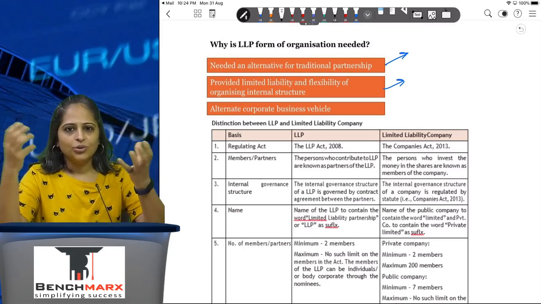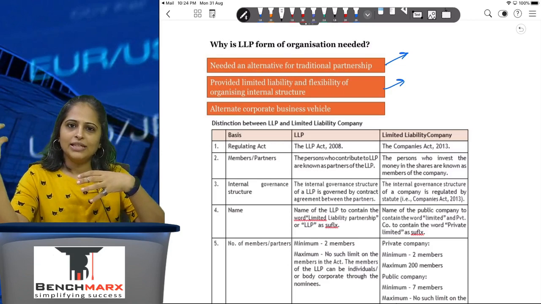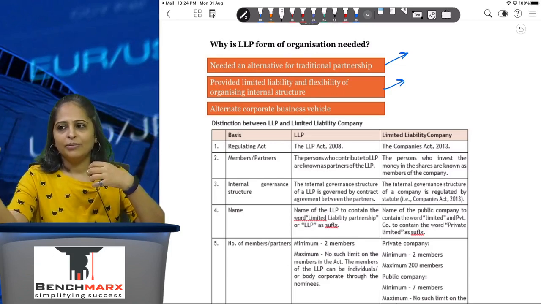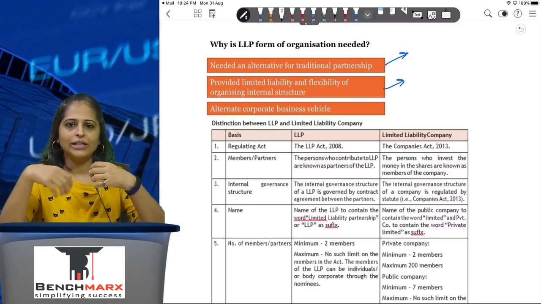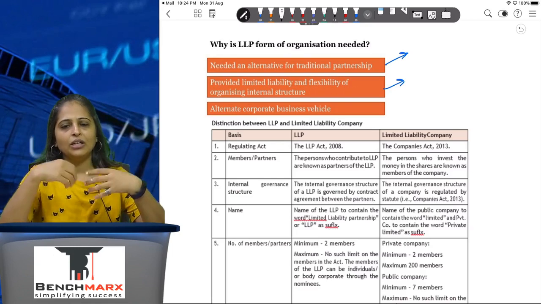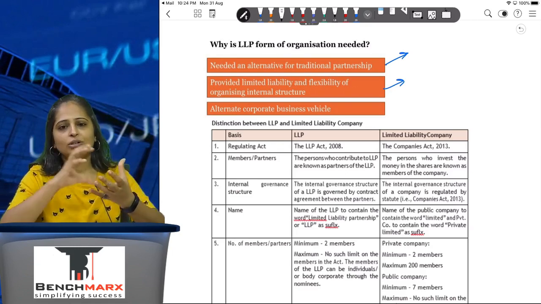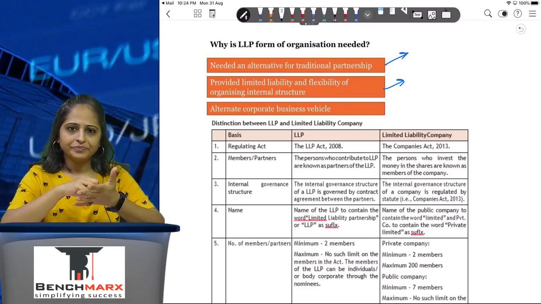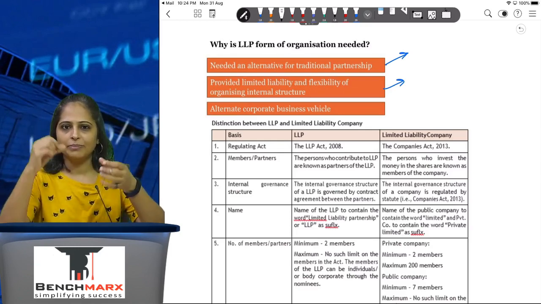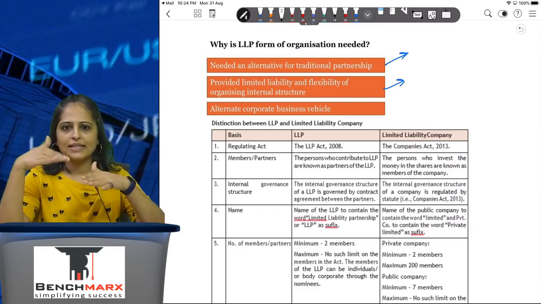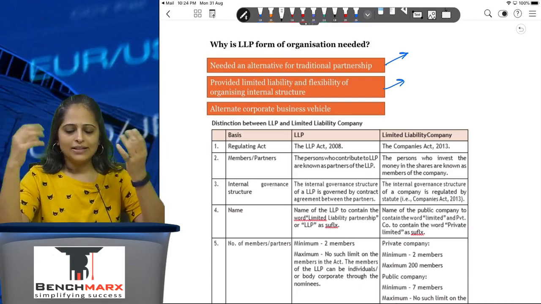And the liability in both the LLP form of organization and the company form of organization is limited. But in a company, at the time of incorporation, you have to file the memorandum of association and articles of association, and you're governed by the Companies Act as well. Here you're governed by the LLP Act. You're not governed by the Partnership Act. You just have to get an LLP agreement in place, and you will be governed by that LLP agreement provided it is in sync with the LLP Act. So those are the differences.